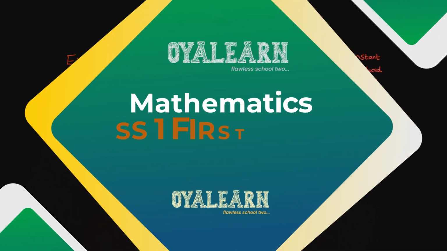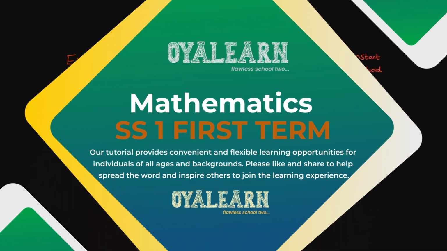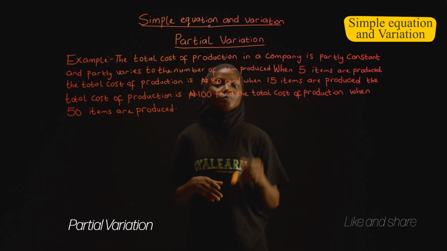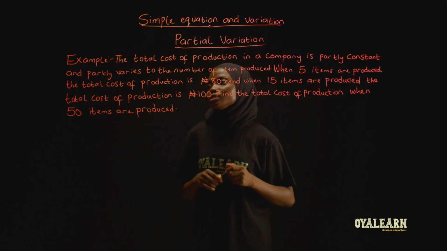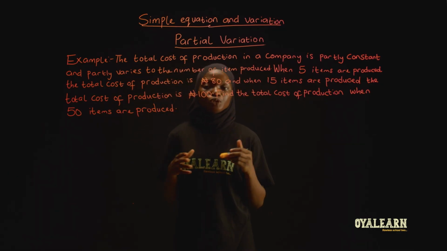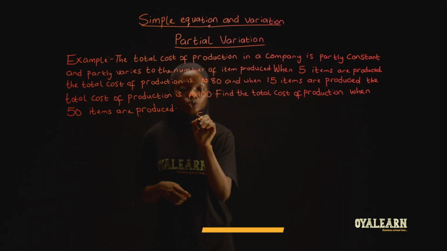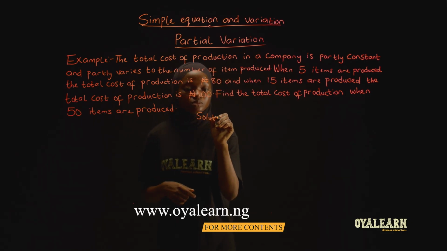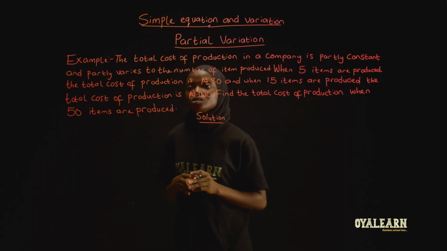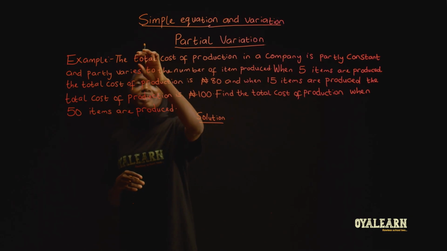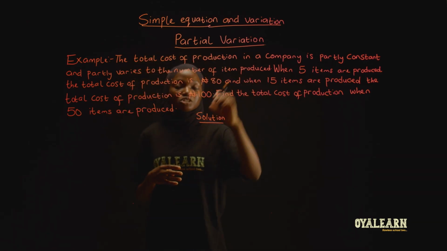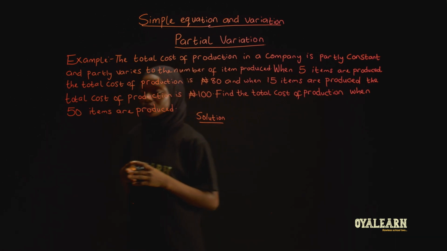Here is another example on partial variation. The question says, the total cost of production in a company is partly constant and partly varies to the number of items produced. Solution. Let's interpret the first sentence. But first, we represent the total cost of production with a letter of the alphabet and the number of items produced with a letter of the alphabet.